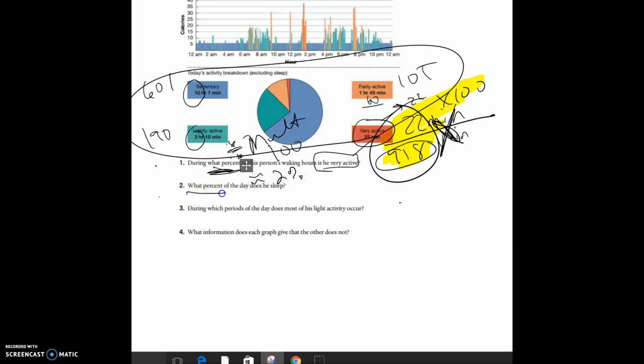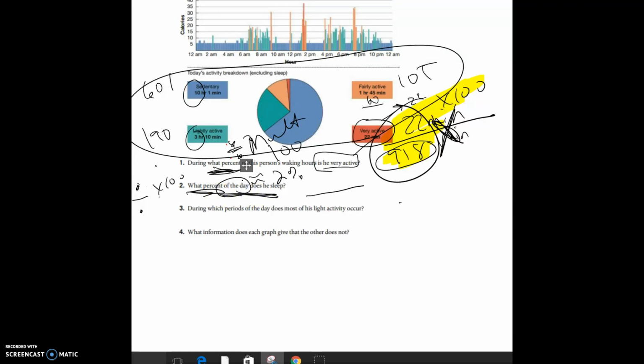Okay, the next one, what percent? So again, in my mind, anytime someone asks me to find a percent, I am going to divide things that have the same unit, and I'm going to multiply that answer by 100. So what percent of the day? Now we're focusing on the day. All right, so does he sleep? There's a couple ways to do this, and you might have done it differently. First of all, we have to figure out how many minutes are in a day. So there's 24 hours in a day.